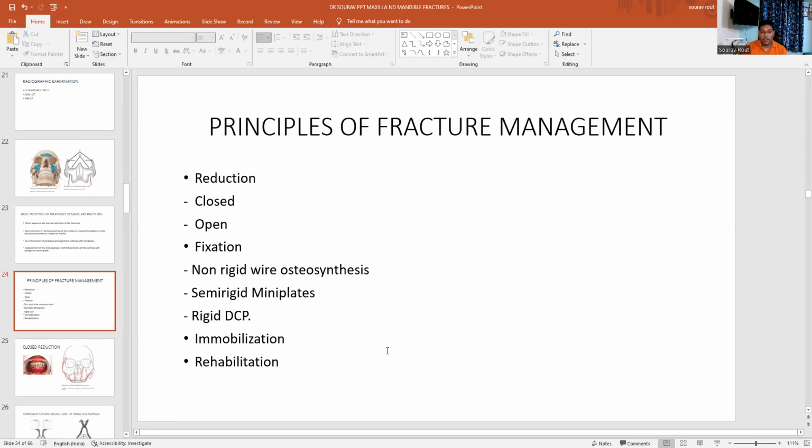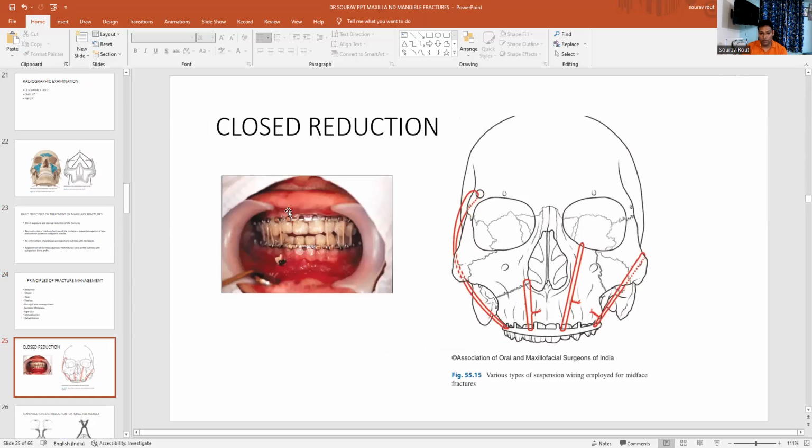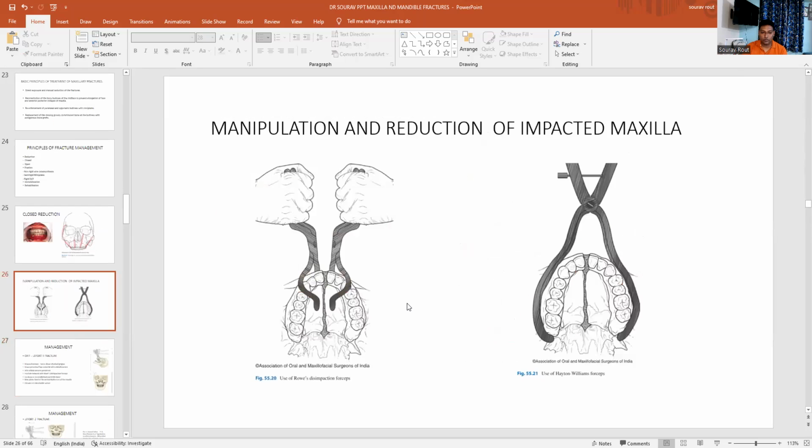What are the principles of fracture management? Principles of fracture management are divided into closed and open. Closed, you have closed reduction methods, and open, we have fixation by non-rigid wire fixation, semi-rigid mini plates, or rigid direct compression plates, immobilization and rehabilitation. Now closed reduction can be done by various methods, by the suspension wiring method or by the intraoral arch bar method, putting the elastics or putting the wires together in order to support the mobility of the maxilla.